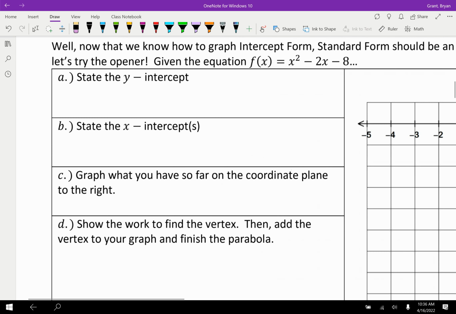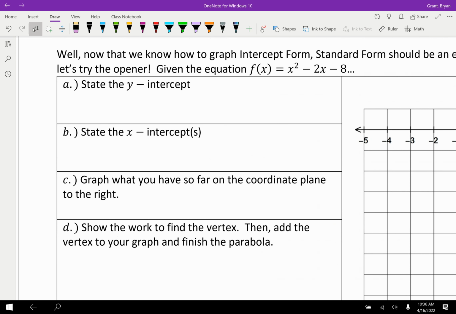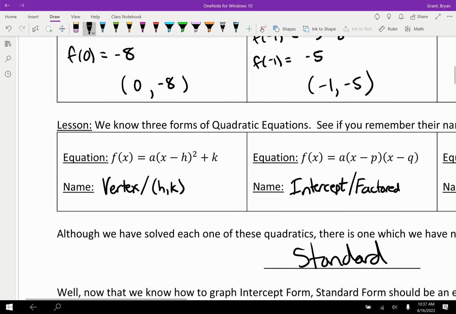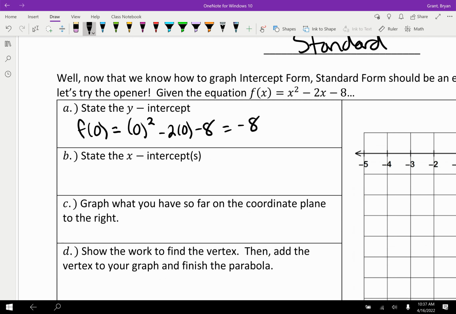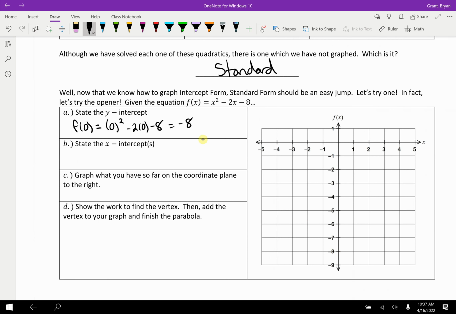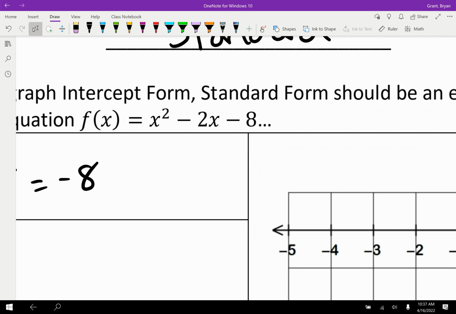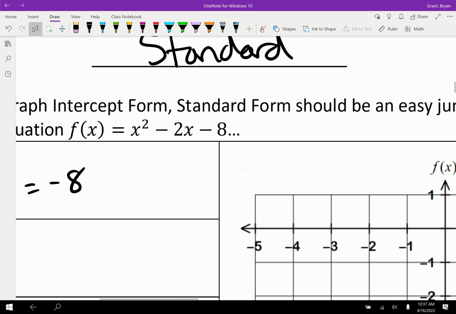So here's our equation, standard form. Let's state the y-intercept. Well, the y-intercept here is found by replacing x with 0, right? So I think we have to find f of 0. And to do that, it'd be 0 squared minus 2 times 0 minus 8. But I think we actually did that on the opener up here, isn't it? Negative 8. So I'm just going to say it's negative 8. Now, a couple of things to note about the y-intercept. First, I'm going to plot the y-intercept on the y-axis. But second, this standard form is actually the quadratic idea of mx plus b, right?